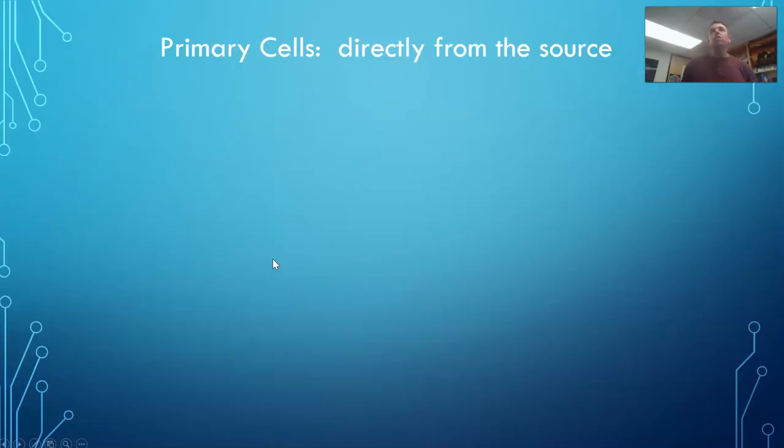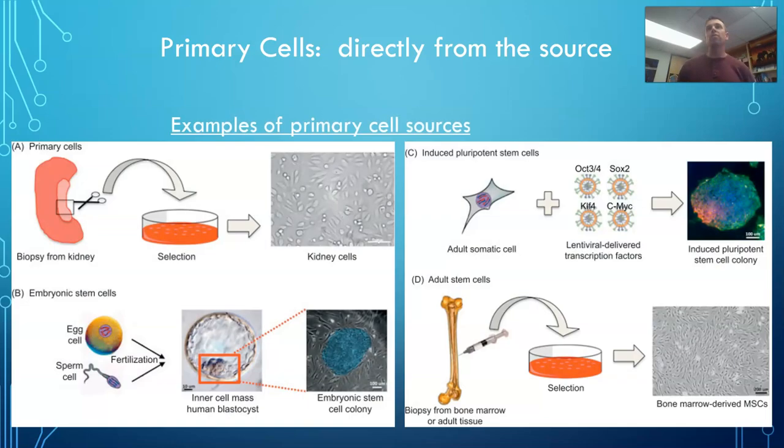So first of all, primary cells versus cell lines. Primary cells are cells that are derived directly from the source. What do I mean by that? Well, if you're studying kidney cells, for example, this would be taken directly from a biopsy or a tissue sample from the kidney, and then you would start to grow those cells, and you would have kidney cells in culture. That's a primary cell. It's direct from the source.